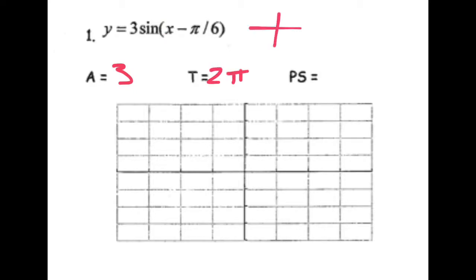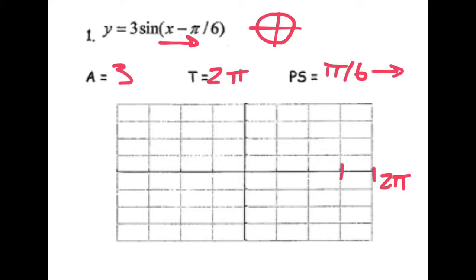And again, that's just the amount of time it takes to go around the unit circle. And then the phase shift is going to be to the right by pi over 6. So say pi over 6 to the right. So if I draw my axes here, I'm going to label 4 tick marks to the right of the origin as the full length of my period. So I'm calling that right there 2 pi.